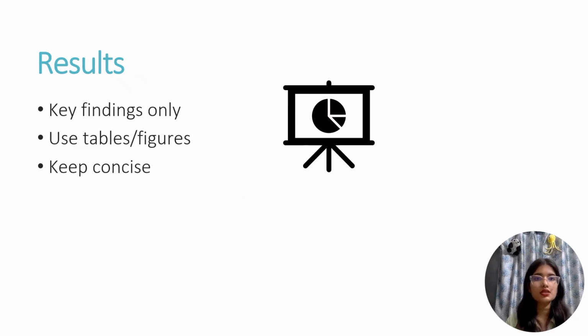Next is results. This one is the most important section. Present only your key results, not every table or graph from your dissertation. Use very few tables or charts to make it very clear. For example, group A showed a 25% improvement compared to group B with p-value less than 0.05. So make it very crisp but very impactful as well.